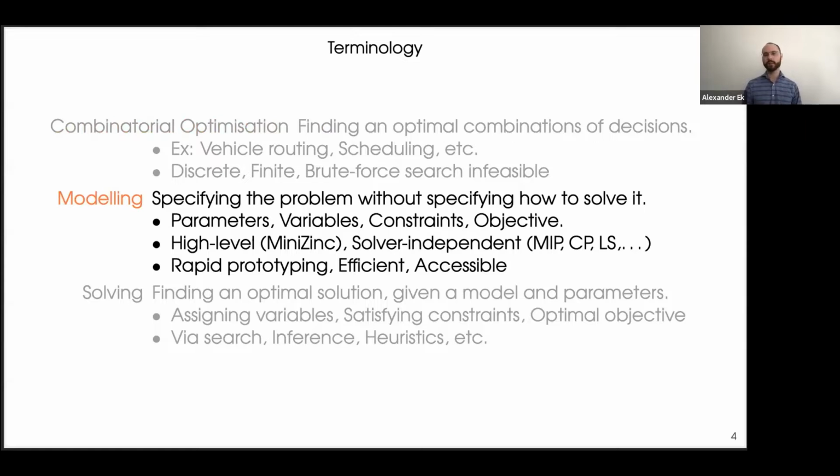When I say modeling, what's a model? Well, that means specifying the problem without specifying how to solve it. We should do this with parameters and variables, where the variables are our decisions. We have constraints on those variables, and we have an objective, some goal. Ideally, this is in a high-level, solver-independent language such as MiniZinc, where we can write the model in some mathematical way, and then we can say, I want to use a mixed integer programming solver, or a local search solver, or a constraint programming solver. This allows rapid prototyping, and because MiniZinc does a lot of smart things, this is also efficient, and all very accessible.